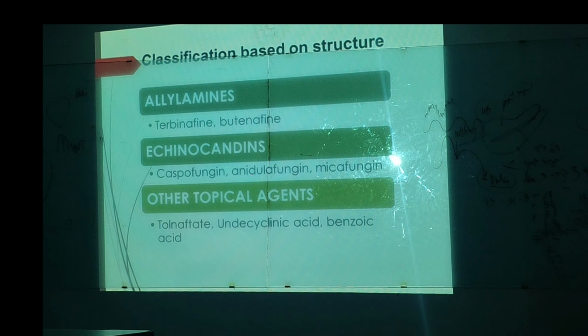Okay, the allylamines are your terbinafine and butenafine. And the echinocandins all end in fungin: caspofungin, anidulafungin, and micafungin. And then other topical agents, you have your tolnaftate, your undecylenic acid, and your benzoic acid.